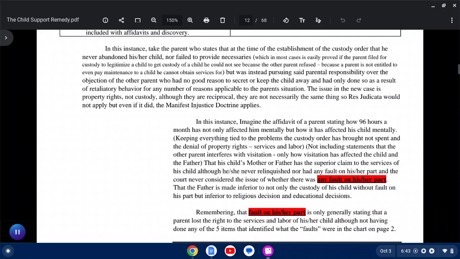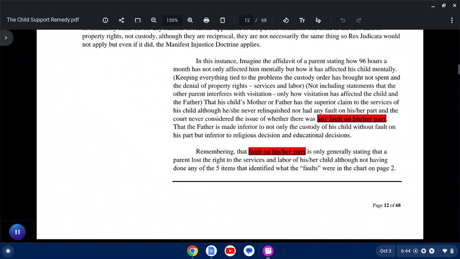The issue in the new case is property rights, not custody. Although they are reciprocal, they are not necessarily the same thing, so res judicata would not apply, but even if it did, the manifest injustice doctrine applies.